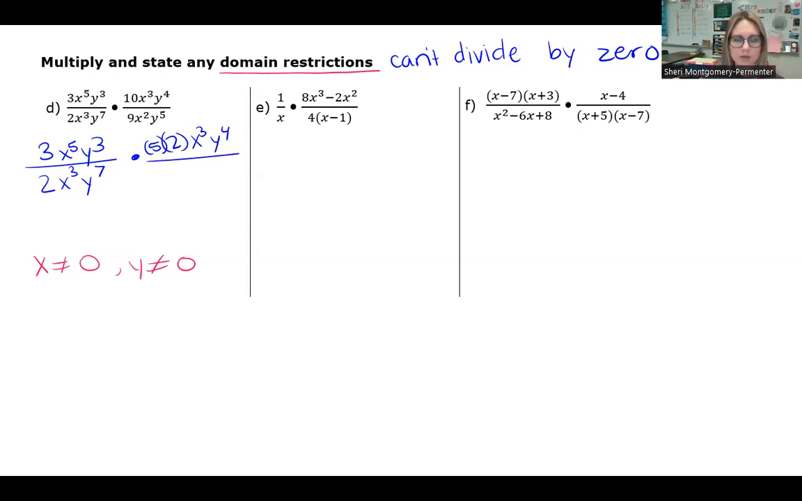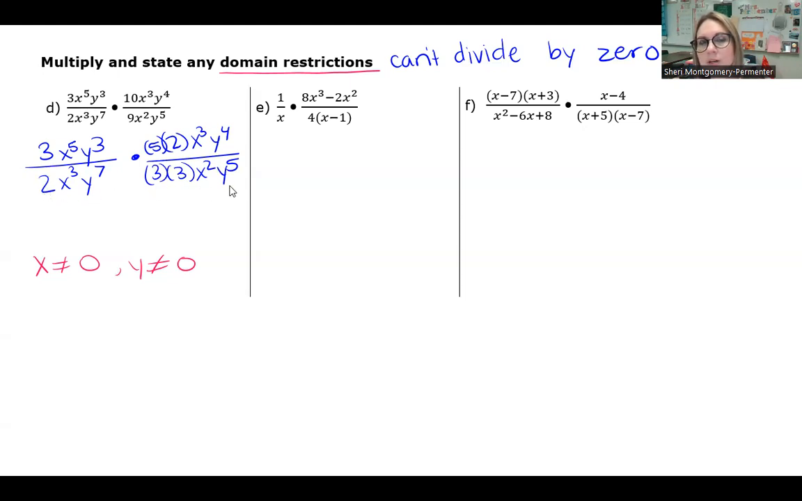Nine is the same thing as what times what? I'm going to check for common factors. Common factors are on the top and the bottom. So does anything match up with the 3 on the bottom?